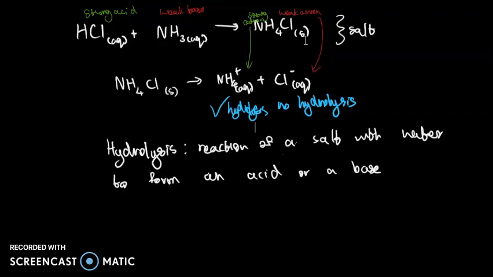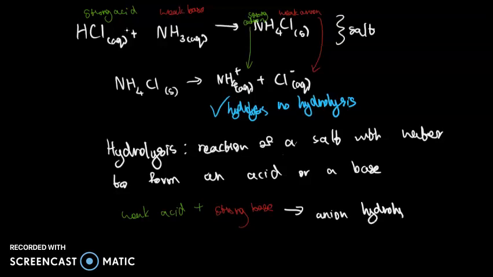An anion hydrolysis example would probably be one where there's a weak acid plus a strong base, right? Now, that will give us anion hydrolysis.